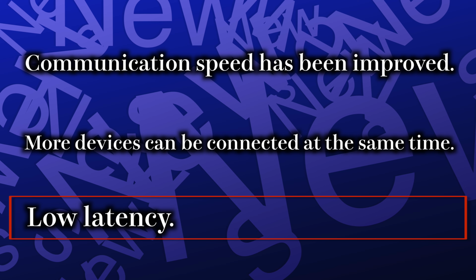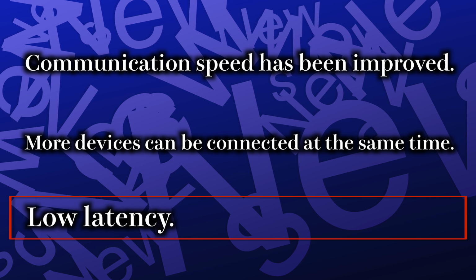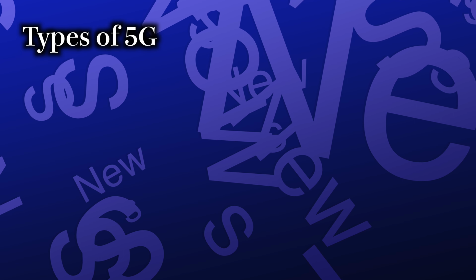For example, as we move toward smart homes, many home appliances will be connected to the network, and this will be supported. The last one, low latency, may be a little confusing, but it means faster response time. It's more real-time performance. Next, we will discuss the different types of 5G.